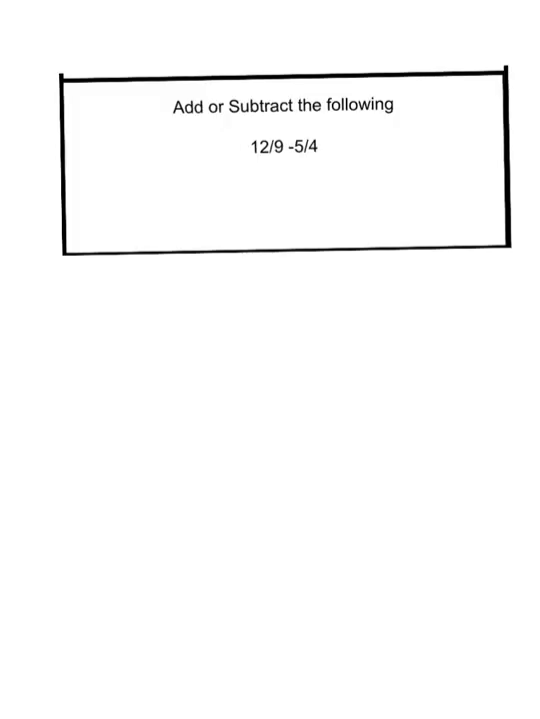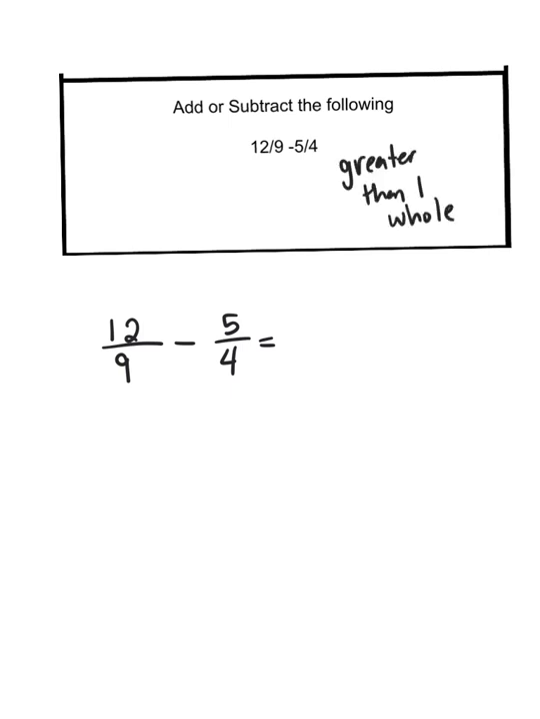Okay, next we're going to subtract 12 ninths minus 5 fourths. Now these fractions are interesting because they both represent an amount that is greater than 1 whole. Anytime you see a fraction where the numerator, or top number, is greater than the denominator, or bottom number, you know it's called an improper fraction, and it represents something that's greater than 1 whole. So 12 ninths represented visually, that would be 9 ninths plus 4 more ninths.